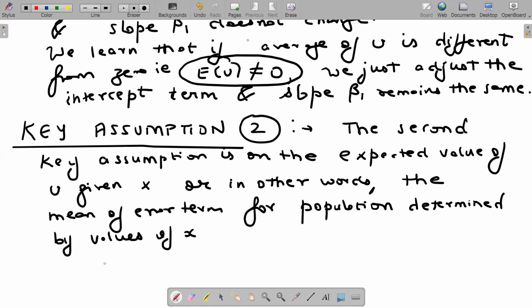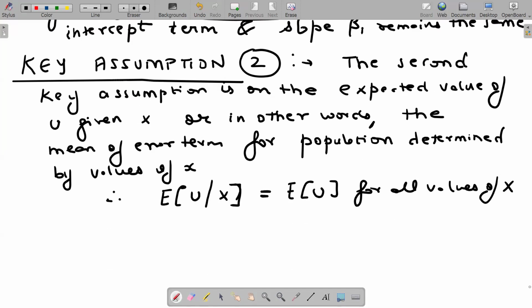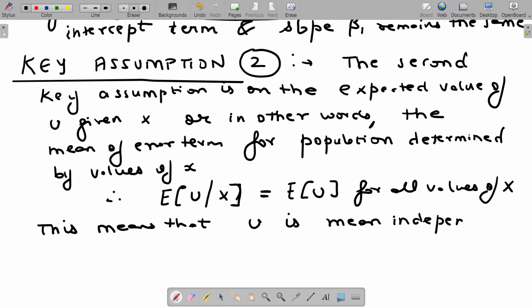So students, what I'm trying to say is that expected value of u conditional on x is exactly equal to expected value of u for all values of x. It means x has no impact on u. So this means that u, which is my error term, is mean independent of x. Whether x occurs or does not occur, it does not impact u.